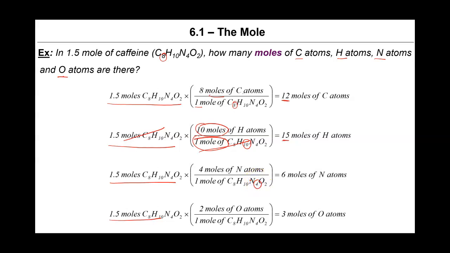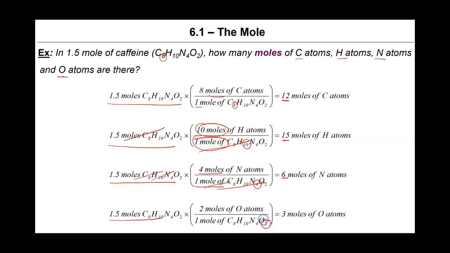The formula is telling me that I get 4 moles of nitrogen atoms for every 1 mole of caffeine. So by multiplying by this conversion factor that I've generated, I'm going to cancel out moles of caffeine, and that's going to leave me with moles of nitrogen atoms. 1.5 times 4 tells me there are 6 moles of nitrogen atoms in every 1.5 moles of caffeine.